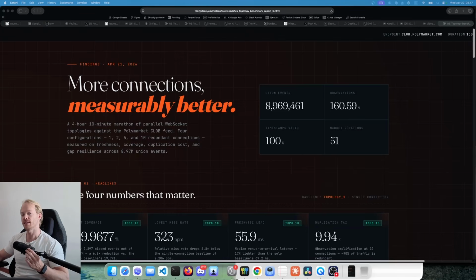Okay, so I have been digging a little bit deeper into WebSockets, and specifically Polymarket WebSockets. In this video, I'm going to show you results from a test where I've measured one Polymarket connection, 2, 5, and 10 Polymarket connections, and what improvement that actually has on the data quality, data gaps, latency, and so on.